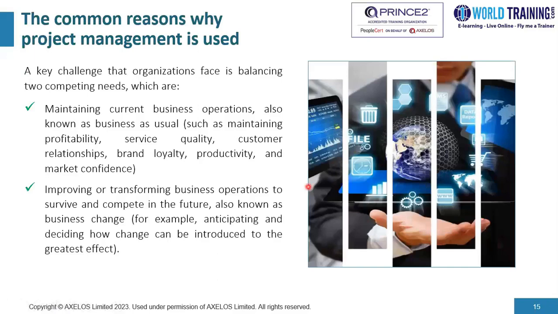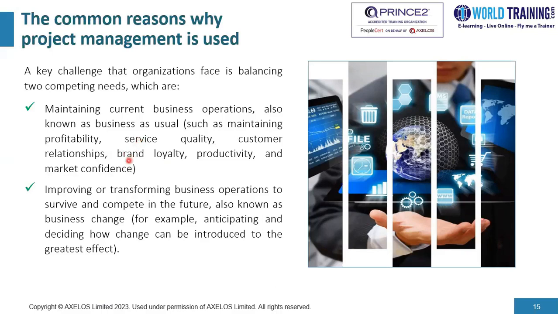Now, here we've got some reasons why project management is used. One of the key challenges that organizations face is a challenge of balancing two competing needs. The two competing needs are maintaining current business operations, also called business as usual, and some of the examples of BAU aspects would include maintaining profitability, service quality, customer relationship, brand loyalty, productivity, and market confidence. So this is one of the needs of any organization.